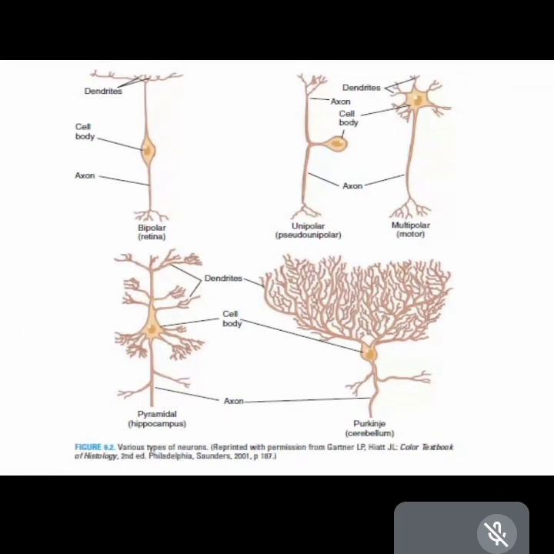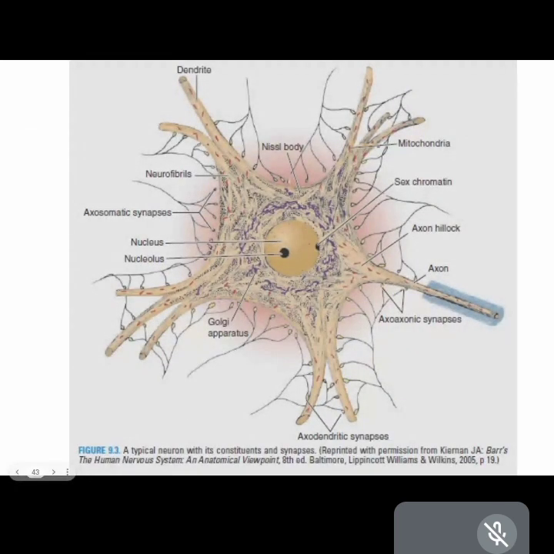So there: unipolar, bipolar, multipolar, and then the pyramidal. These are individual types of neurons. So this is a typical neuron with its parts and synapses.